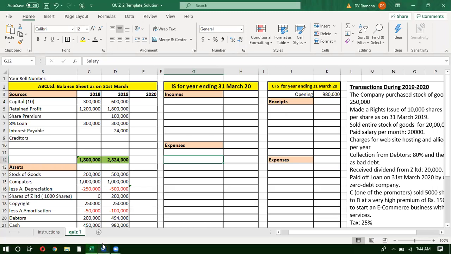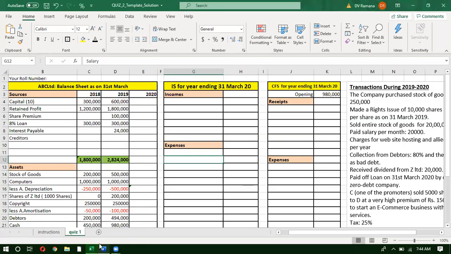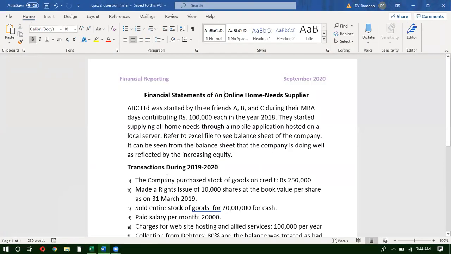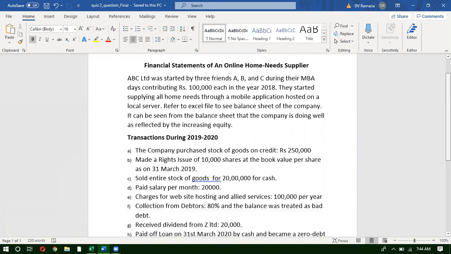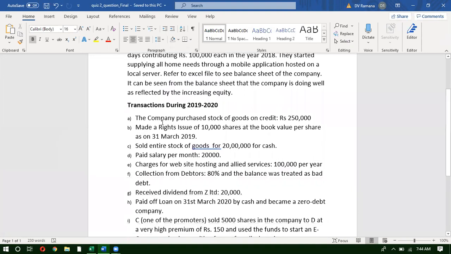Now, with this, they are planning to expand the business, and the transactions during the year 2019-20 are given here under. It is required for us to convert these transactions into financial statements and examine the impact on the book value per share at the end of the year.